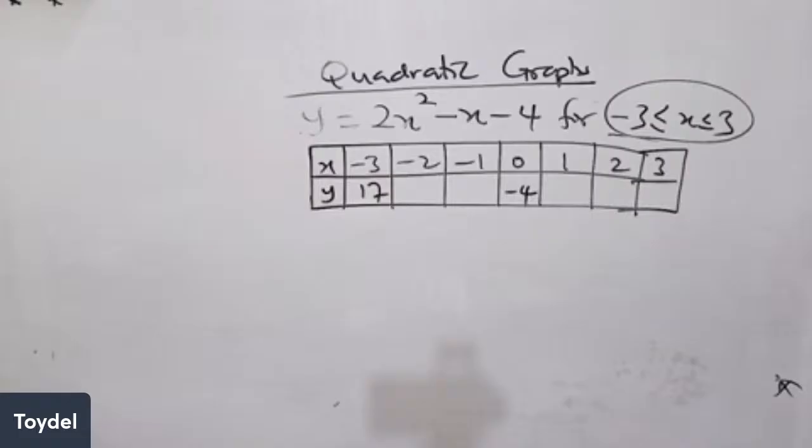So what do we do? The first thing is to complete the table. You copy the table, then you complete it. We're going to copy the table, then we complete the table. Let me do it here.